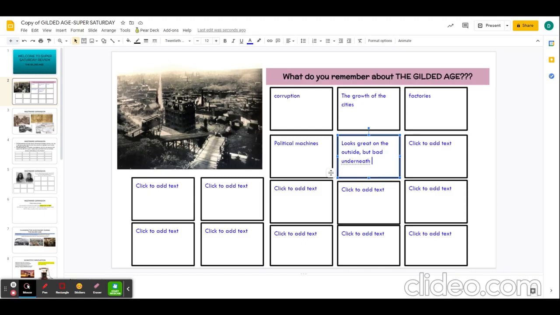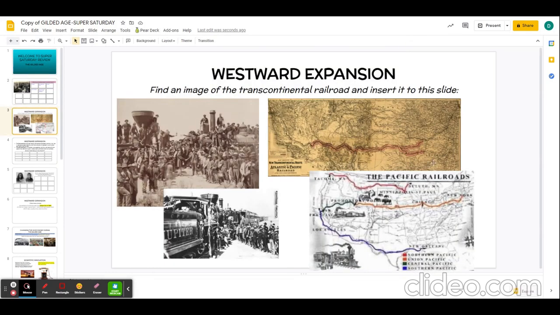From far away, from outside looking in, we looked like we had it going on. The cities were booming and bustling, and people were doing all of these great things. But below the surface, there was a lot of corruption and inequality in the United States. One of the things that we see happening during the Gilded Age is the movement out west for multiple reasons. One of those is the completion of the Transcontinental Railroad.